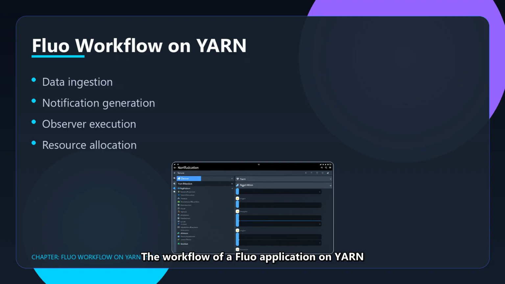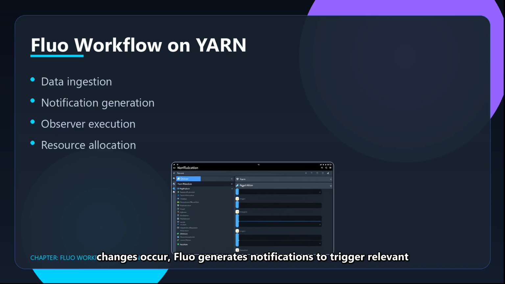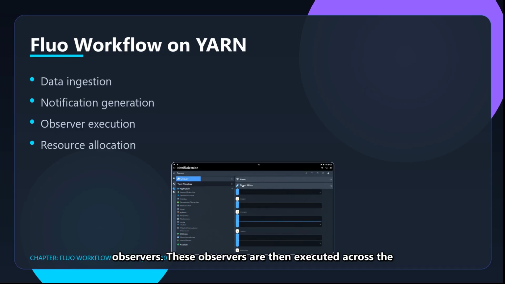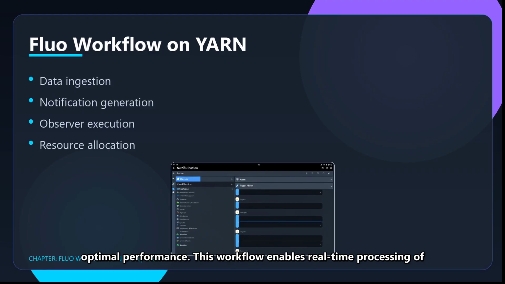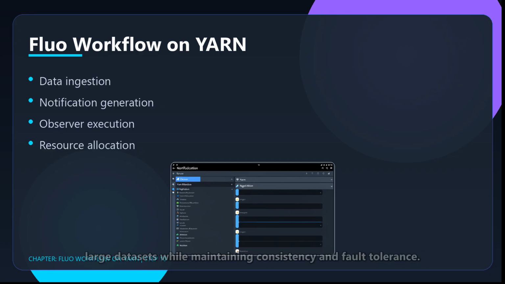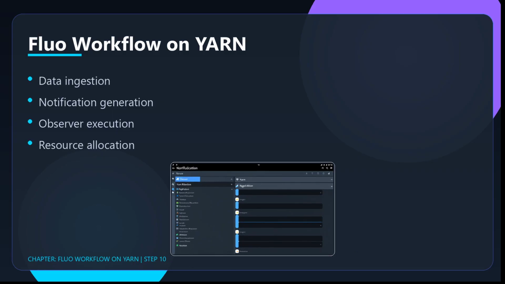The workflow of a Fluo application on YARN begins with data ingestion into Cumulo. As data changes occur, Fluo generates notifications to trigger relevant observers. These observers are then executed across the cluster, with YARN managing resource allocation to ensure optimal performance. This workflow enables real-time processing of large datasets while maintaining consistency and fault tolerance.